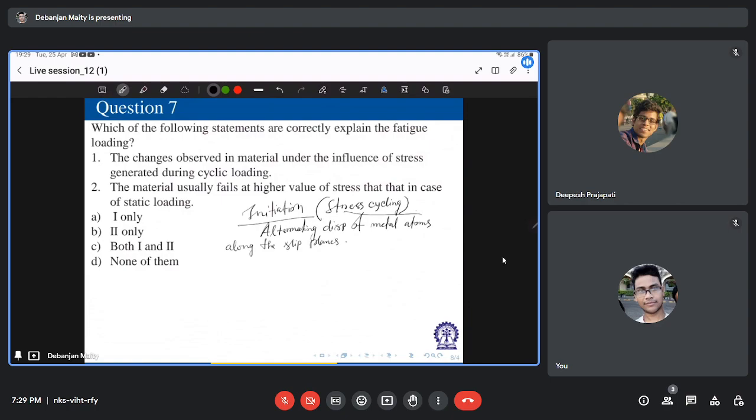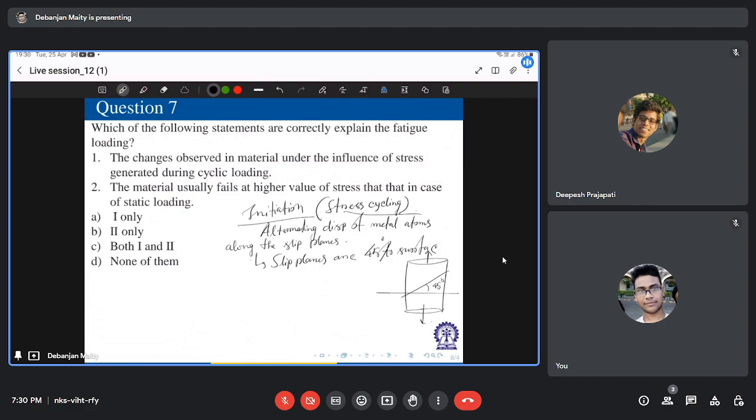So what will happen is, when you have this stress cycling formation, there will be an initial crack, and that will be propagating along the slip plane. And we have seen that normally slip planes are at 45 degrees to the surface. We have already discussed that also, like this, right?